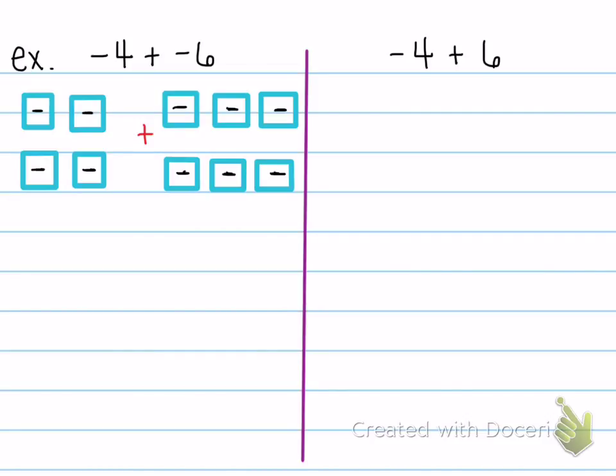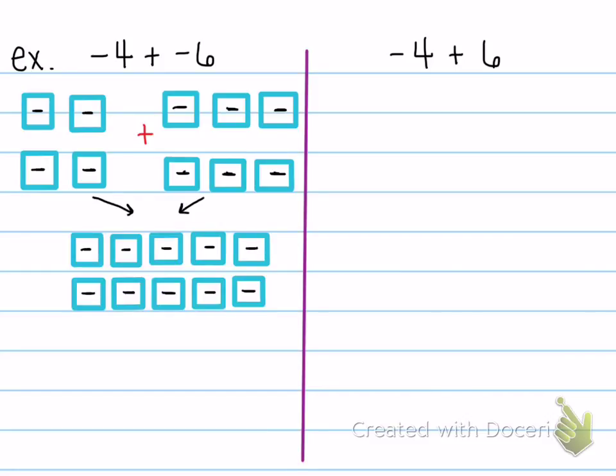So if I have -4 plus -6, and I actually bring them together, it looks like this. You can see what I have here is 10 negative tiles all together. There aren't any positives involved because the two numbers I was bringing together were both negative. So you can say then -4 plus -6 equals -10. If I have 4 negative tiles and 6 negative tiles and I bring them together, I'm going to have 10 negative tiles.